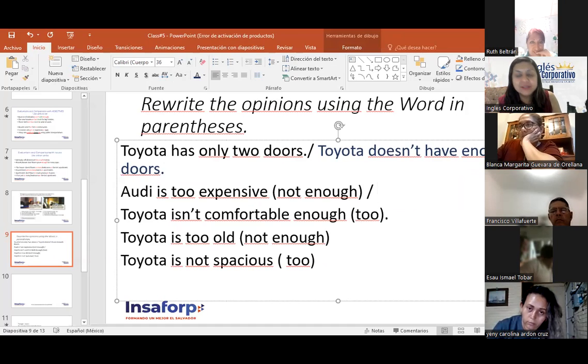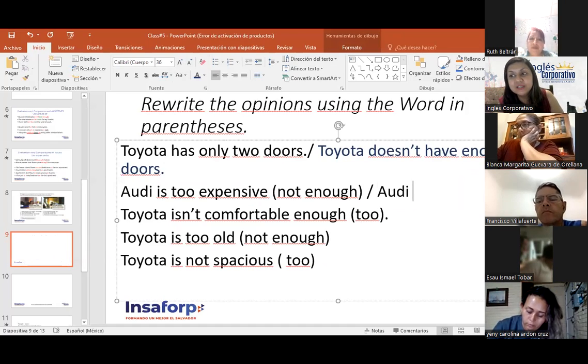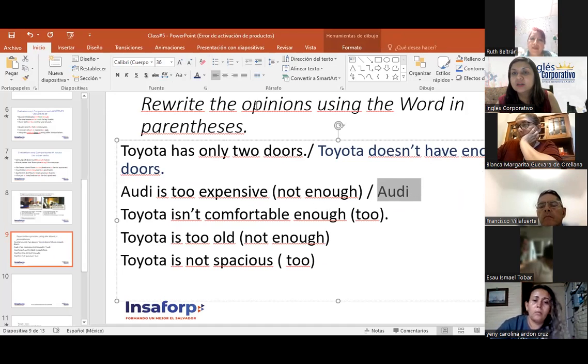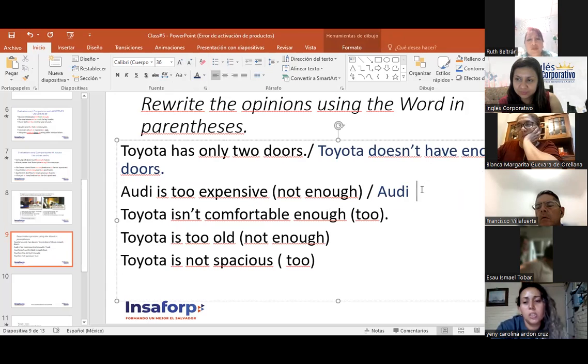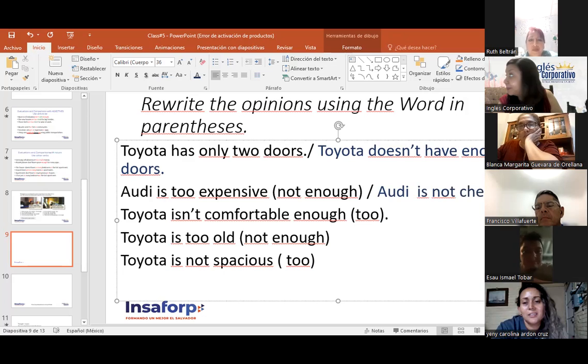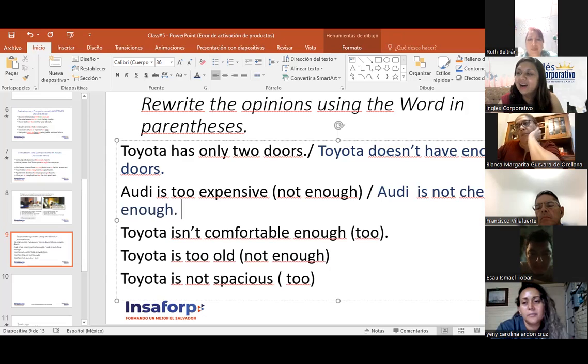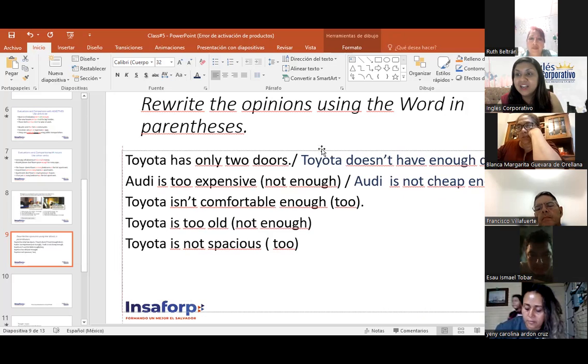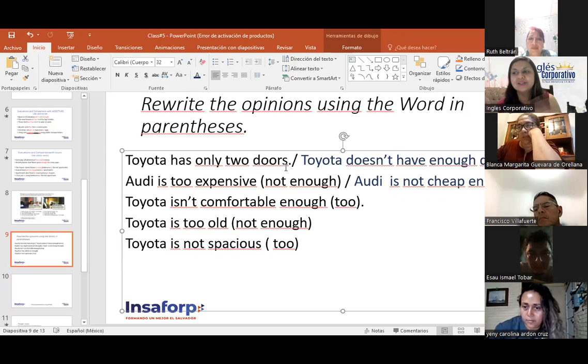Audi is too expensive. So we can say Audi. Remember the opposites. Audi is not cheap enough. Excellent, Jenny. Audi is not cheap enough. I love this Audi car, but it's not cheap enough. I cannot pay, right? I cannot afford. It's not possible.